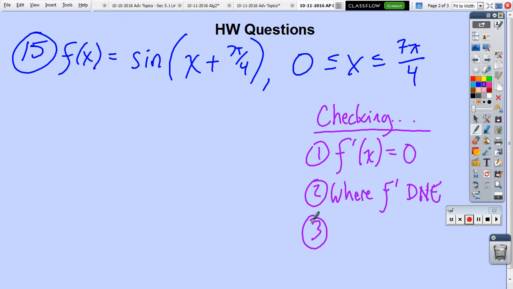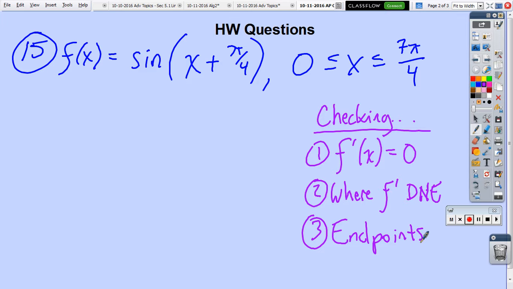And the endpoints. And once we check all three of these things, we just compare them, see which has the greatest value, the least value, and then we can claim, okay, this is the absolute max, the absolute min. And we call the other one the local, wherever it's left.